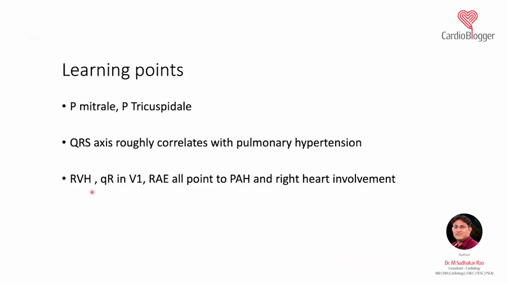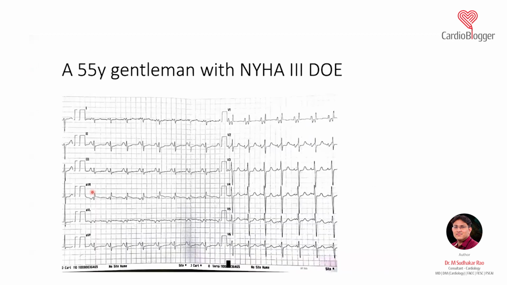And RVH. Now, why did we say RVH? There are many other features of RVH. A right axis deviation indirectly reflects RVH. There is an S1 in this ECG. Then a QR, small q, capital R, indirectly suggests right ventricular hypertrophy. Then a positive R in V1 of more than 7 millimeters also suggests right ventricular hypertrophy.